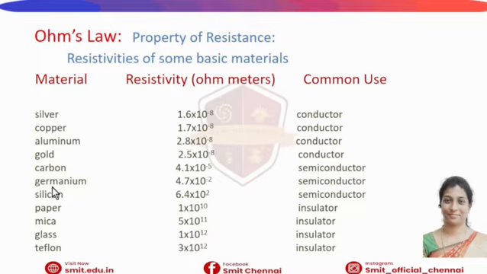Then this is the property of resistance: the resistivities of some basic materials. These are the materials which are used in resistance: silver, copper, aluminium, gold, carbon, germanium, silicon, paper, mica, glass, Teflon. In this, we are having conductors. What are the conducting materials? Silver, copper, aluminium, gold. What is the semiconducting material? It is partially conducting: carbon, germanium, silicon. And what is the insulating material? Paper, mica, glass, and Teflon. These have different resistivity values for each material.